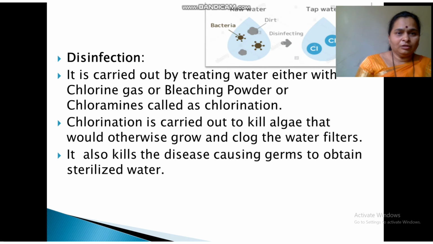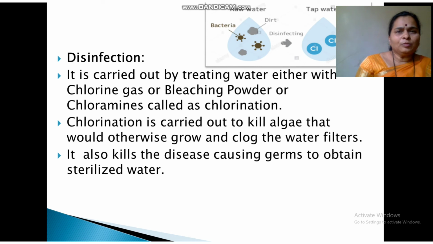Then disinfection. It is carried out by treating water with either chlorine gas, bleaching powder or chloramine. It is called the chlorination method. These are the different chemicals which are used to remove bacteria from water: chlorine gas, bleaching powder or chloramine. Chlorination is carried out to kill algae that would otherwise grow or clog the water filters. It also kills the disease-causing germs to obtain sterilized water.